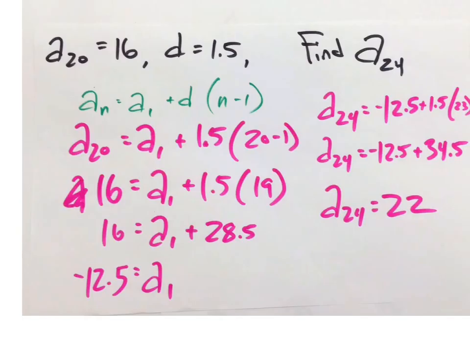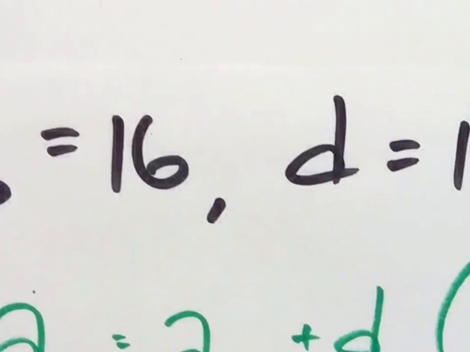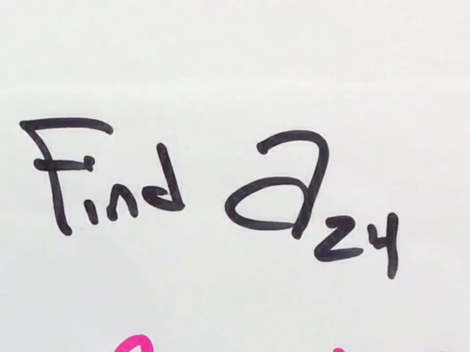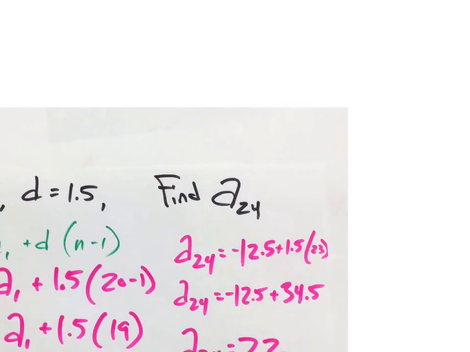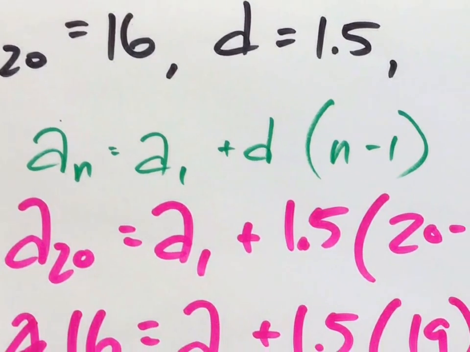Let's explore another problem where we have an identified term, in this case a sub 20 equals 16. We've got the common difference, which is 1.5, and we need to find a sub 24. How do we do that? We're going to start with the explicit equation formula, a sub n equals a sub 1 plus d, the common difference, times n minus 1.